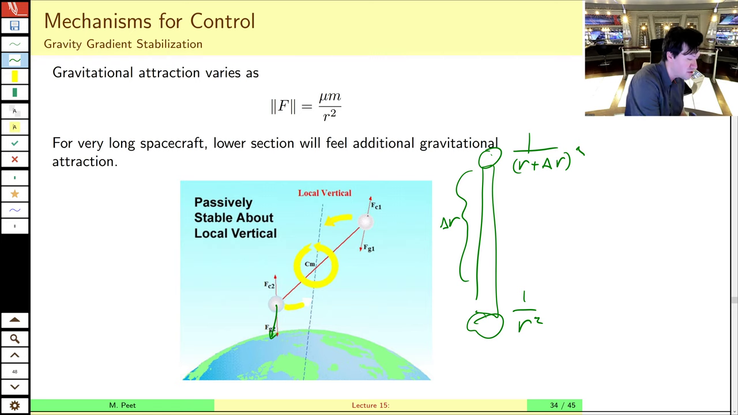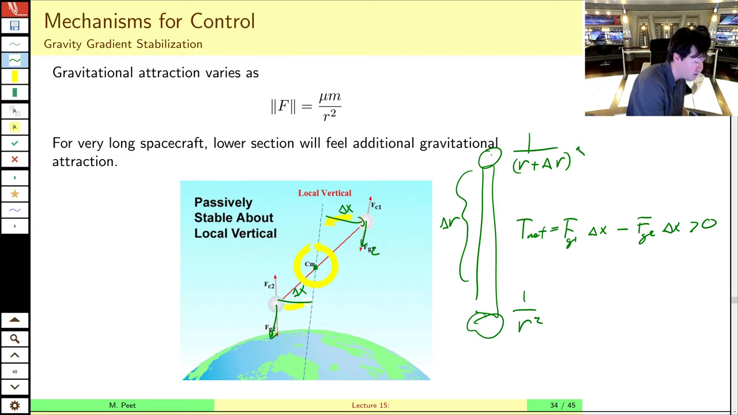Even though it's symmetric about the center of mass, this moment arm will be the same as this moment arm. Because this force is slightly larger, the sum of the torques, force 1 delta x minus force 2 delta x, is greater than 0. That's the net torque. Actually, I think in the picture it's backwards, so let's change that to 1. There's some net torque due to the weaker force of gravity up here than down here. This is the higher force, this is the lower force.